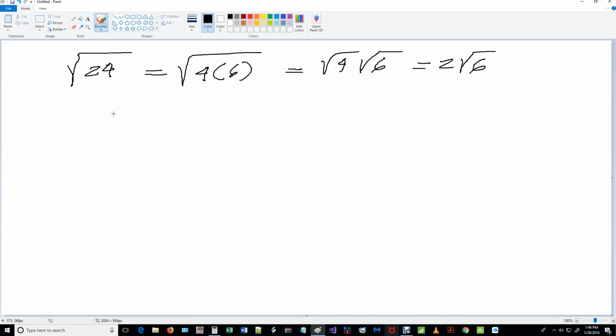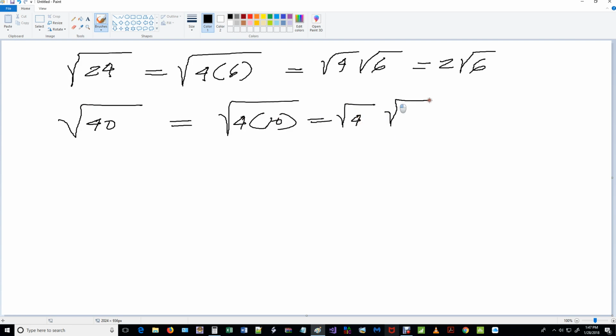So leave it alone. Now, what about, for example, the square root of 40? The square root of 40 could be written as 4 times 10. And you have a perfect square, which is 4. And the square root of 4 is 2. And then you have the square root of 10. So that's what the answer is.